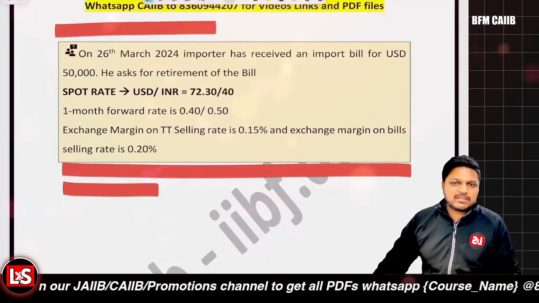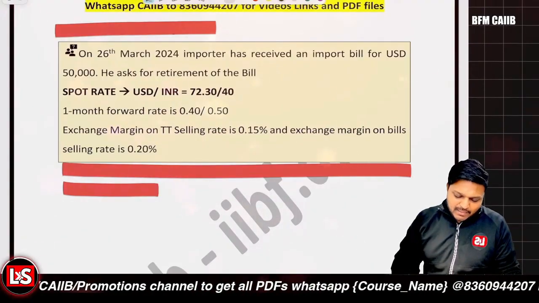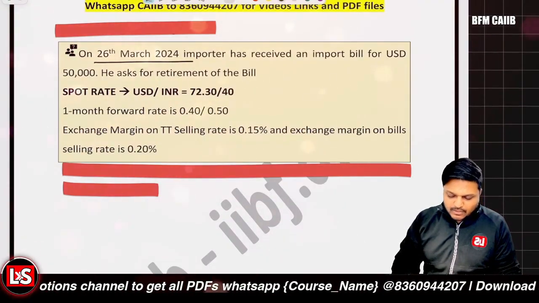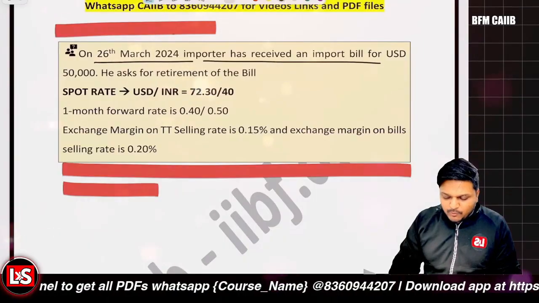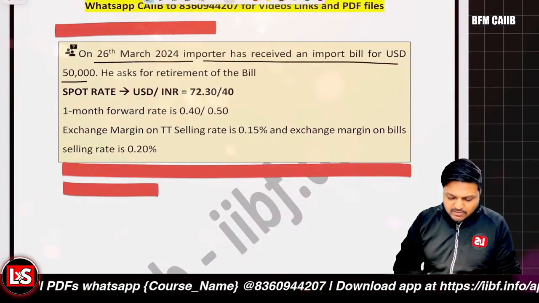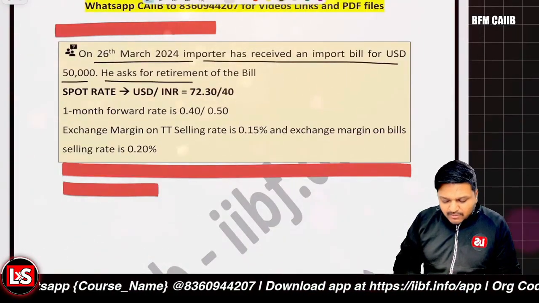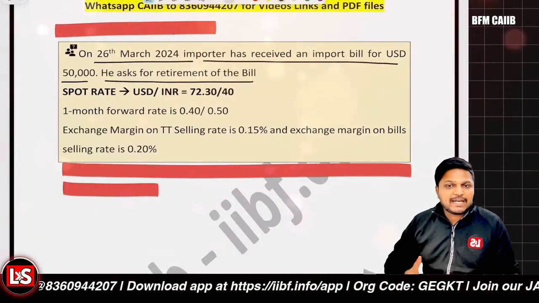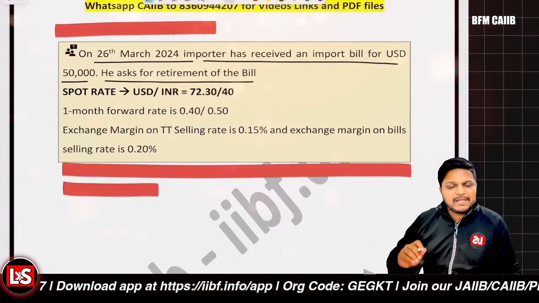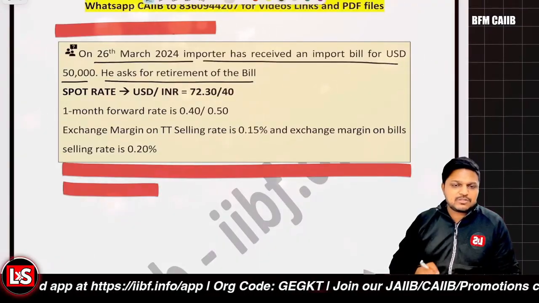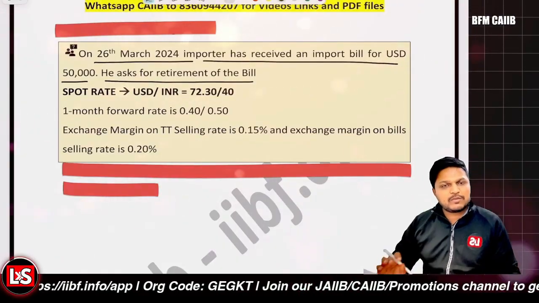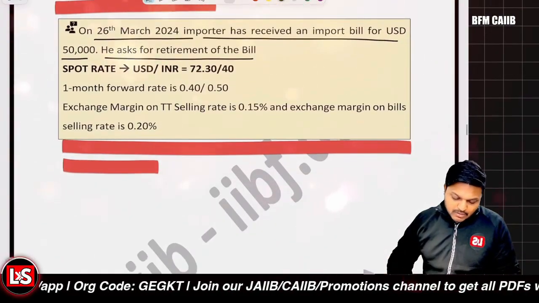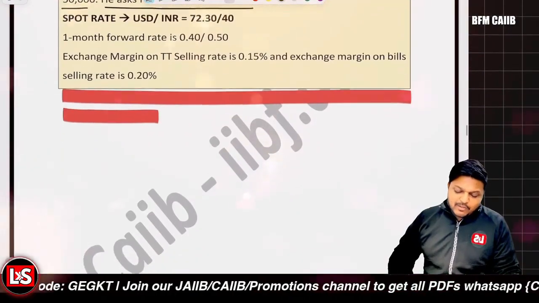Now the question says that on 26th of March 2024, the importer has received an import bill for USD 50,000. He asks for the retirement of the bill. I'll be explaining to you each and every concept. You just need to tell me what rate is applicable. So we are talking about the retirement of the bill.